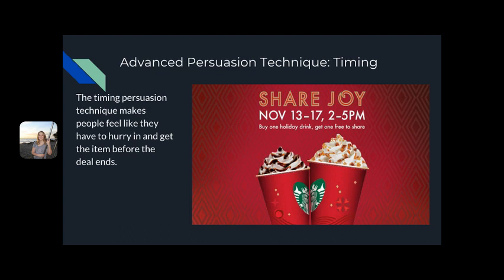On the specific ad, it has the dates November 13th through 17th and those specific times, 2 to 5 p.m. So you can buy one holiday drink and get one free to share. Whereas saving about $5 does seem like a good idea for a lot of people, this doesn't mean that they have to go and get this drink, and it's just something that draws in people. And yes, they do get something free out of it, but it is still you going and spending money that you may not have needed to spend or want to spend before you saw this ad.